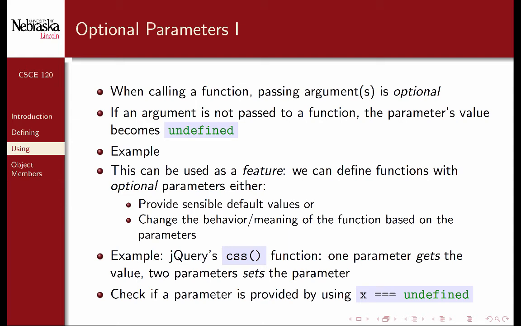We've already seen this, for example, in the jQuery library. The CSS function, you can pass it one parameter or two parameters. One parameter changes the behavior of the function to get the value, and passing two parameters changes the behavior of the function to actually set the parameter. This is achieved by checking whether or not the parameter was passed, by making a comparison to the keyword undefined. Doing this makes a function more versatile in that it can have multiple behaviors depending on the number and type of values that are passed into the function.